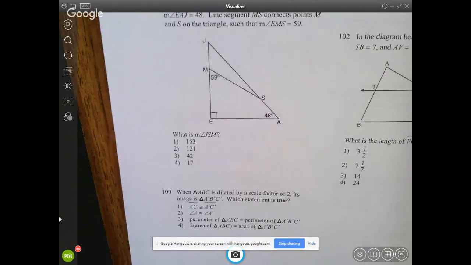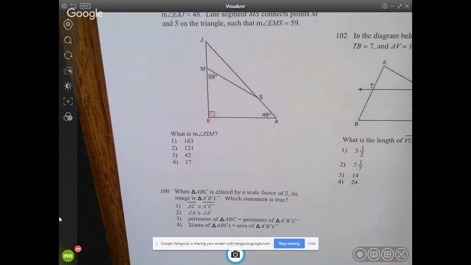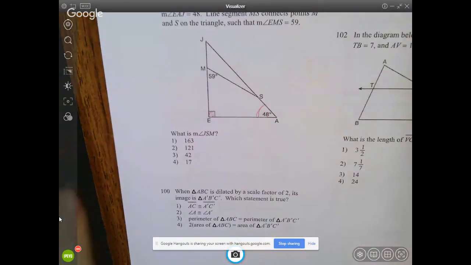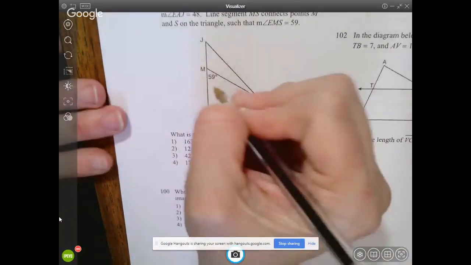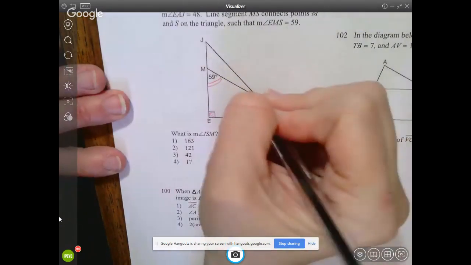99. In the diagram below, we've got that JEA is 90. EAJ is 48. Line segment MS connects point M and S such that EMS is 59. Interesting. Okay. What is JSM? This angle here.